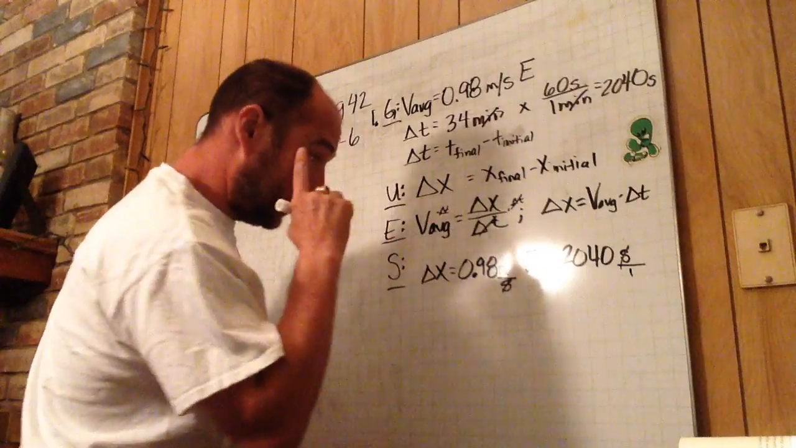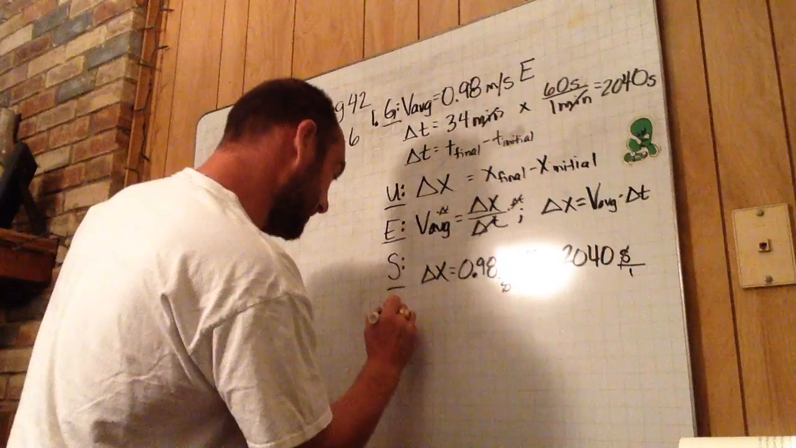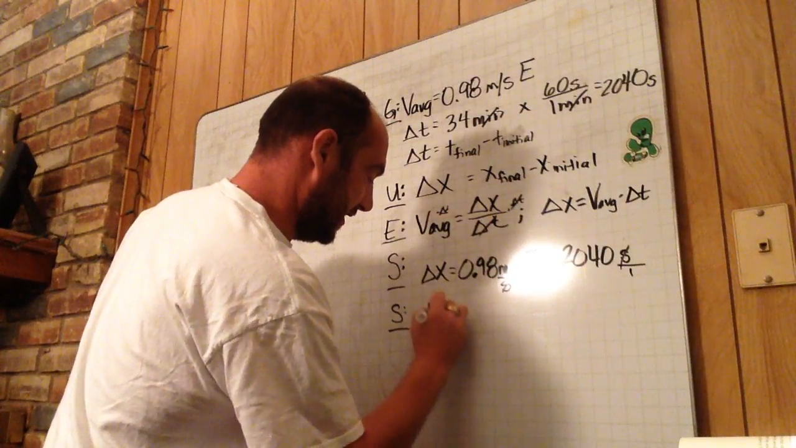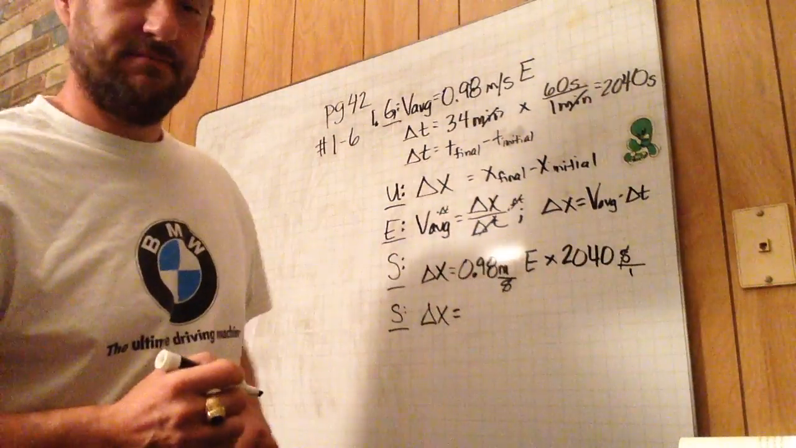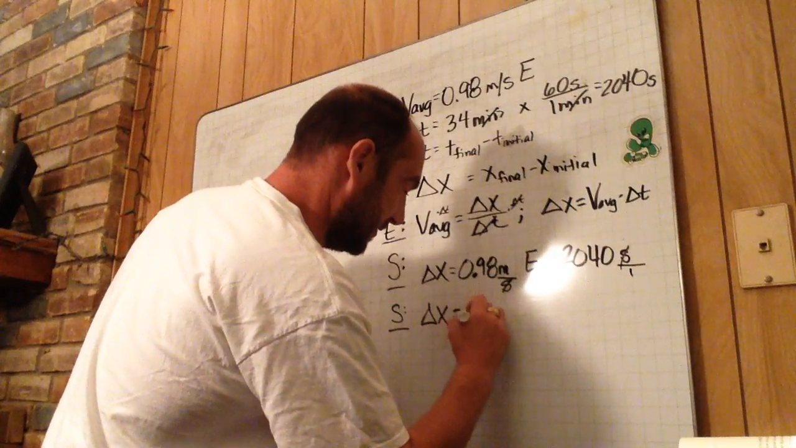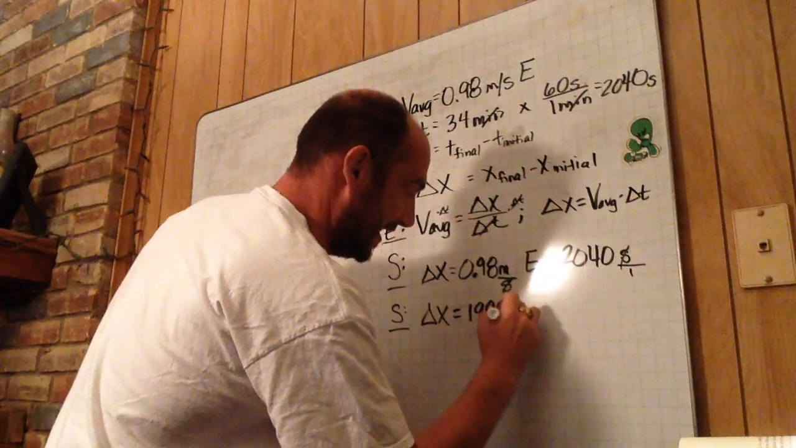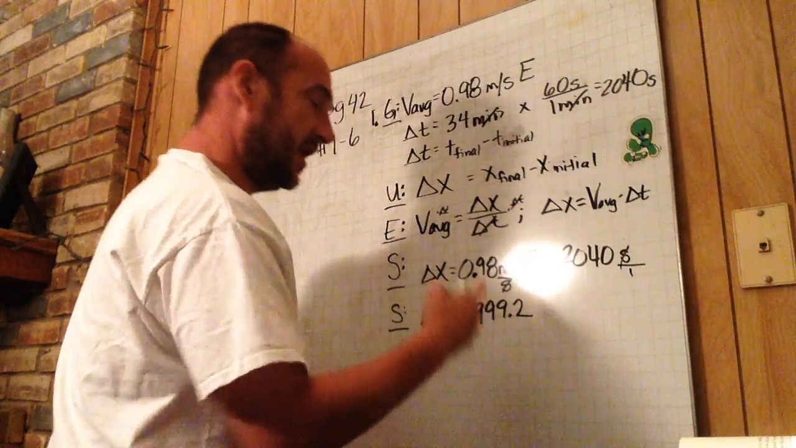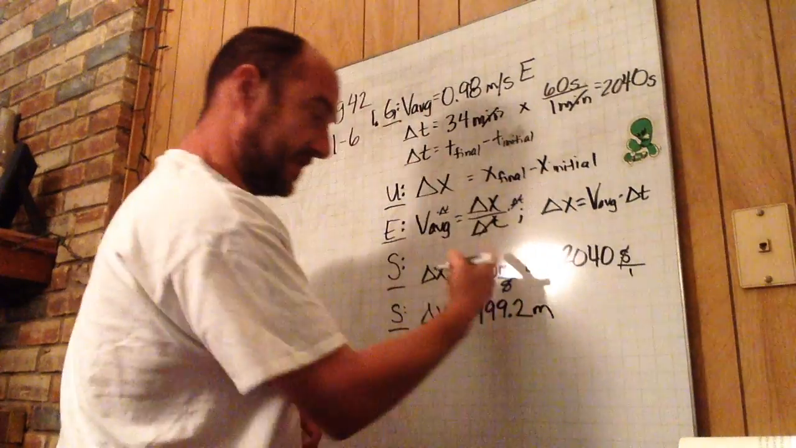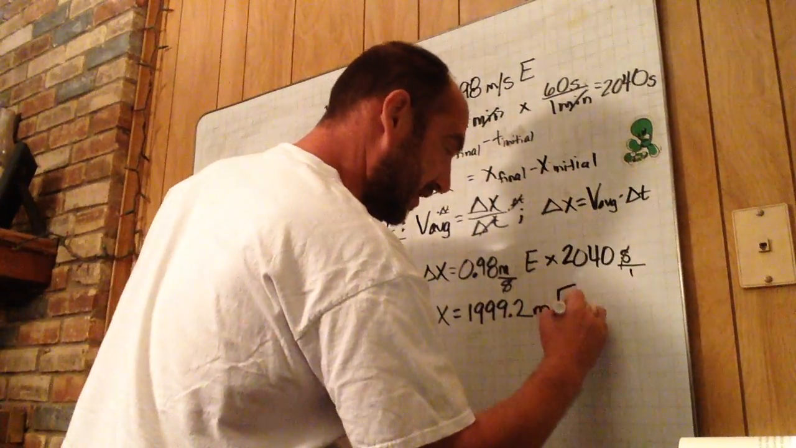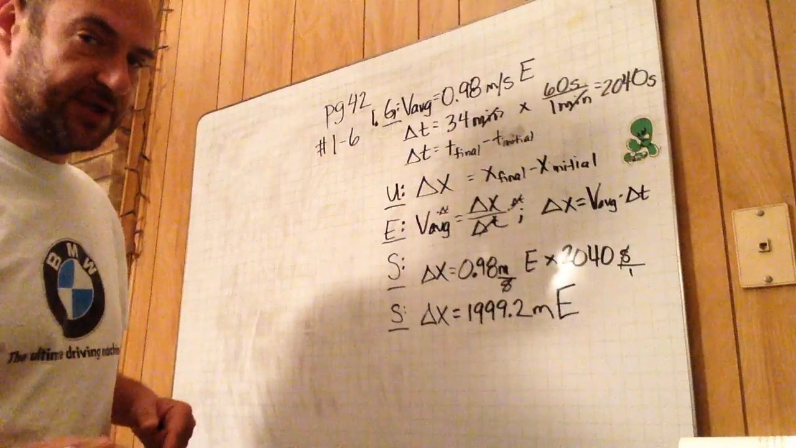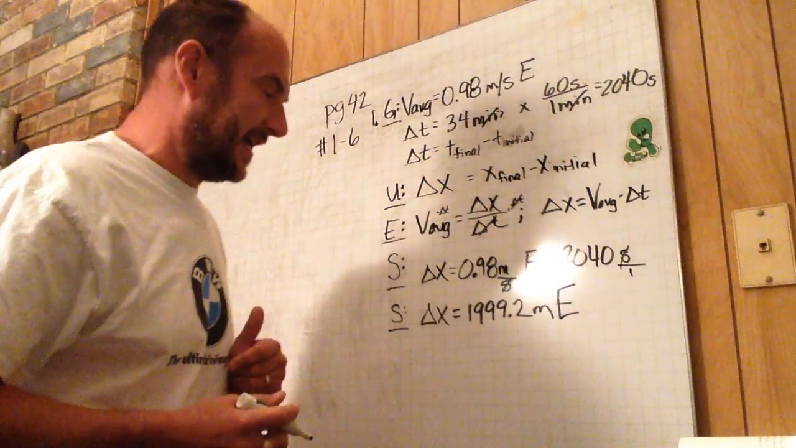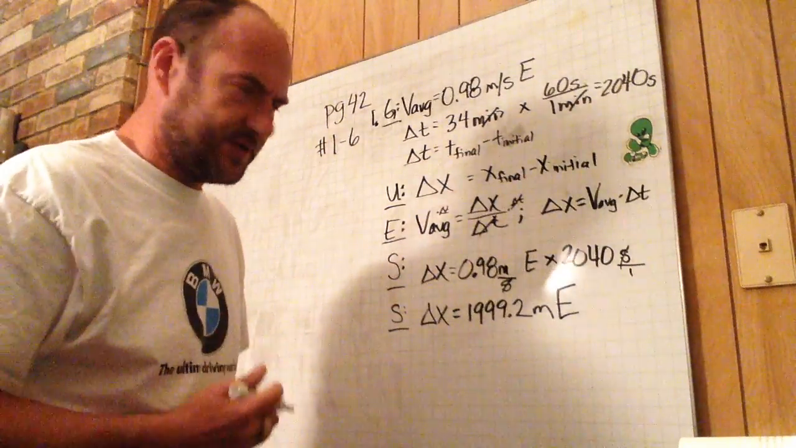And what does this come out to? Delta x equals 0.98 times 2,040. That's going to come out to 1999, should be 2. And that would be in meters, because that's the only thing that we have, and it would be meters east. Drop all the units back down. Okay, so 1,999. That's pretty close to 2,000.